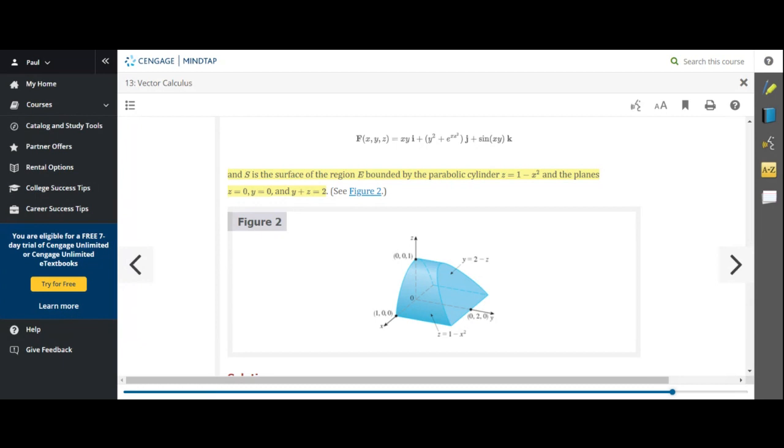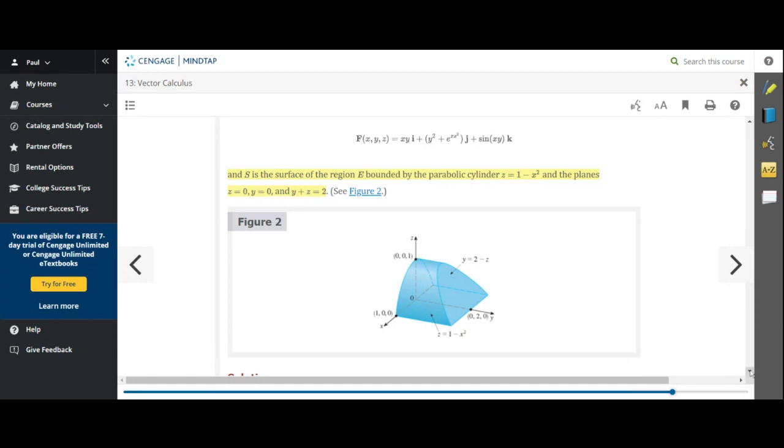So what do you want to do? Do you want to find the flux for each surface and add 4 flux integrals, or do you want to use the divergence theorem? What's more appealing to you? It's kind of an obvious question, but divergence theorem. Okay, all right. Well, let's continue then.